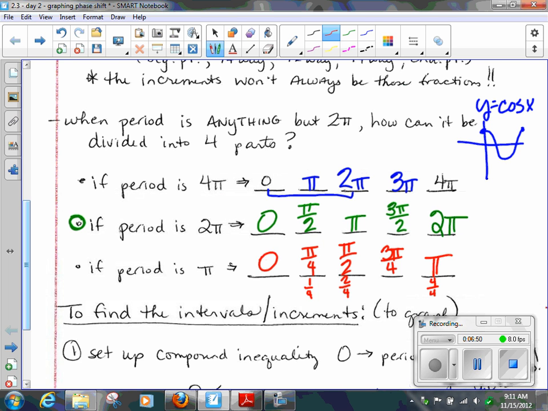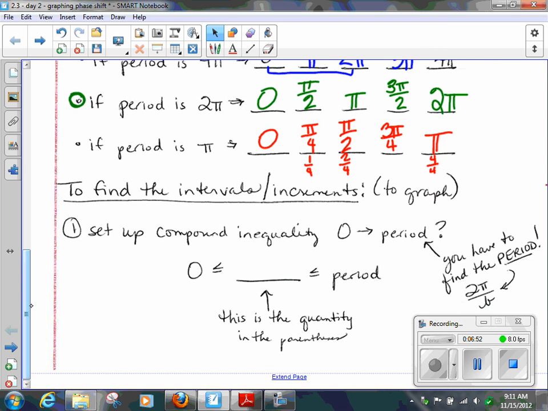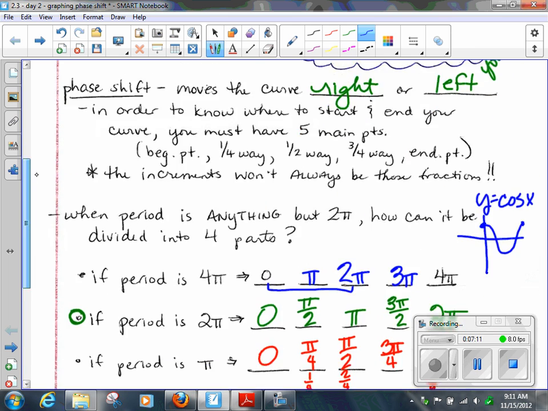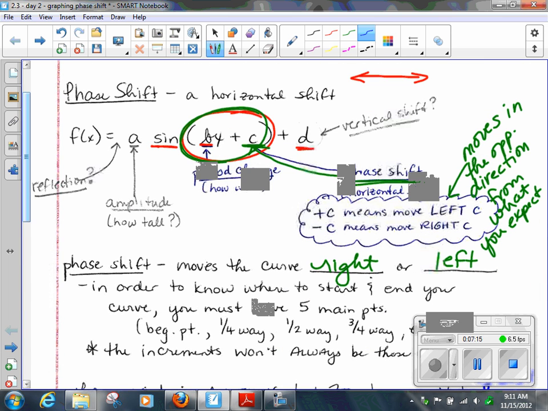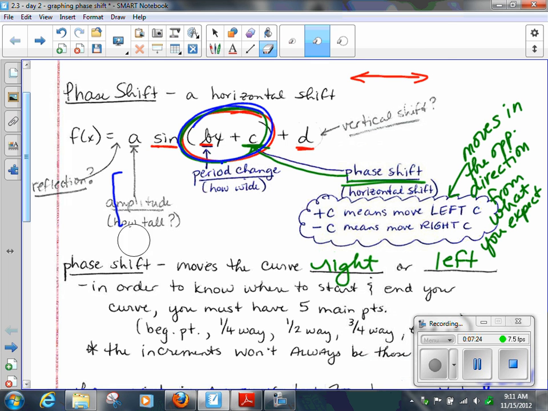Now, to find these increments, things are going to change a little bit. We've got to add the phase shift to these increments, to these intervals, so we can graph them. So you're going to set up a compound inequality from this up here. We're going to take this quantity right here, and I want you to do this on your paper.